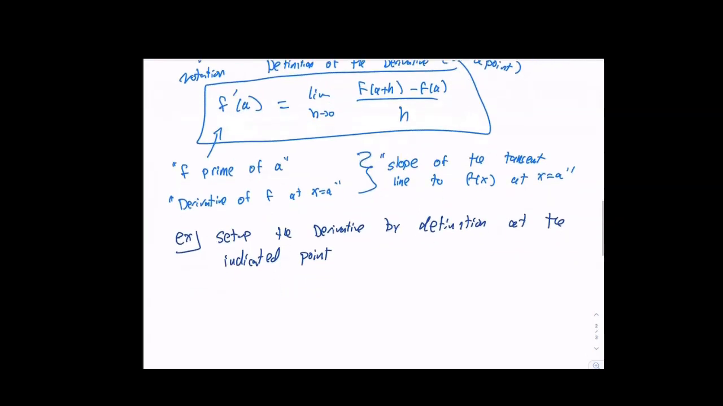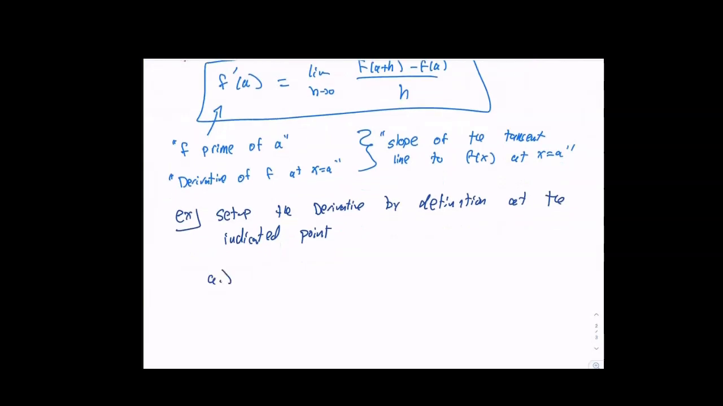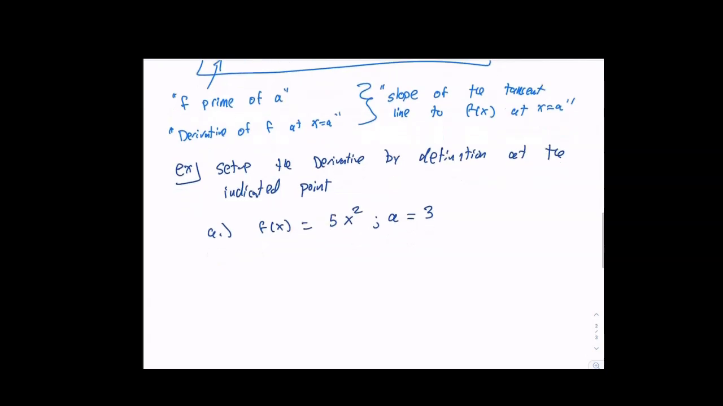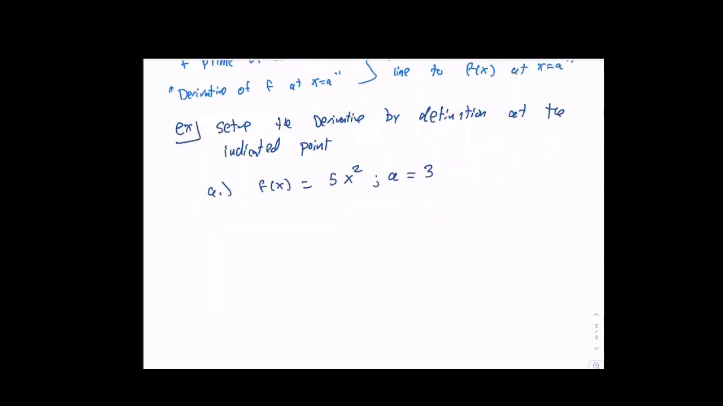So A, I want to find f prime of, or sorry, in this problem, f of x is equal to, let's go 5x squared, and we're going to use a equals 3. Now, I don't want to find the answer yet. We'll find the answer in the next part of our lesson. But right now, I just want to, can we write the notation correctly? And how do I go about doing that?